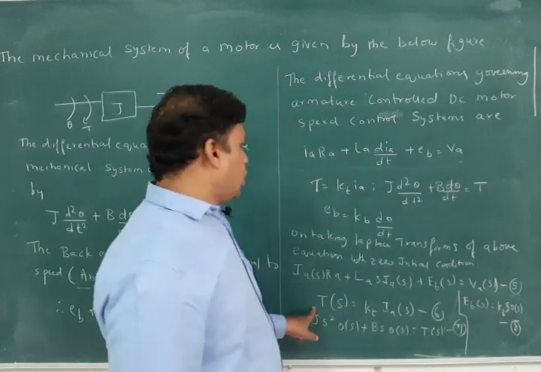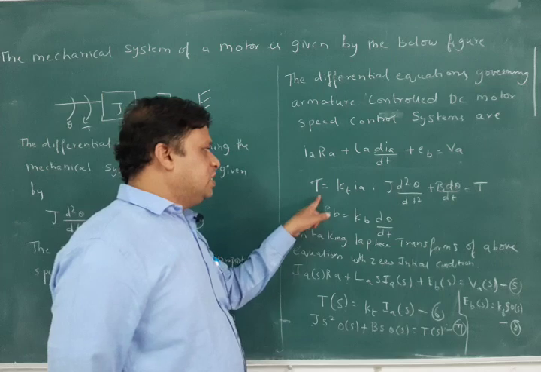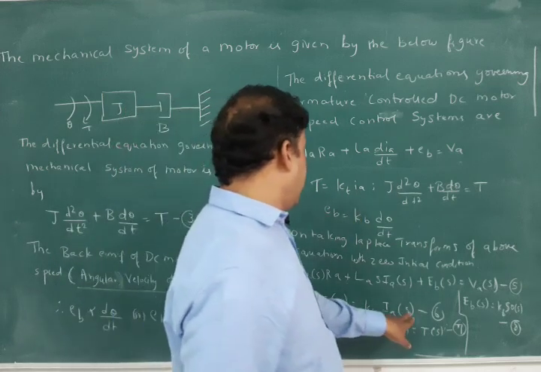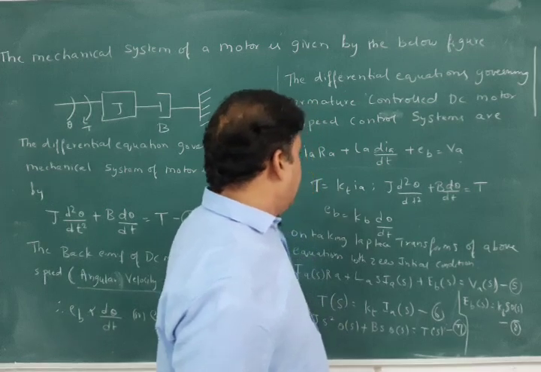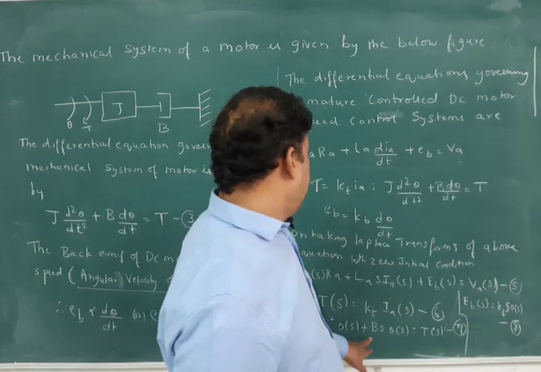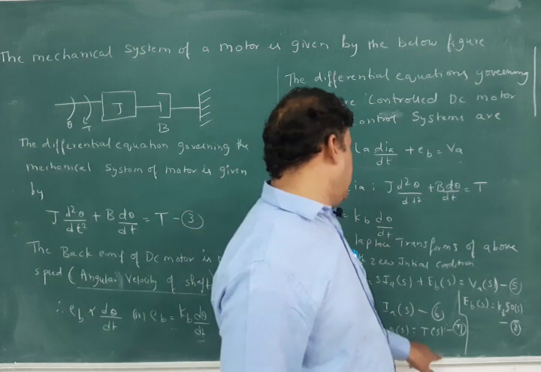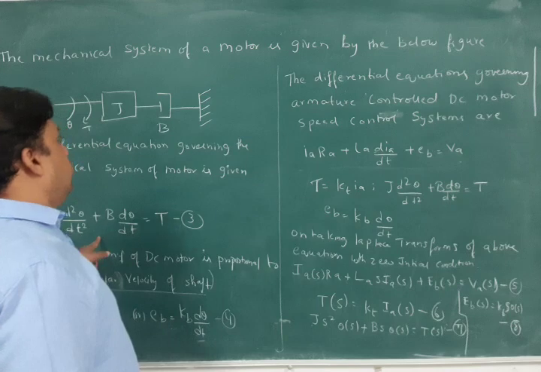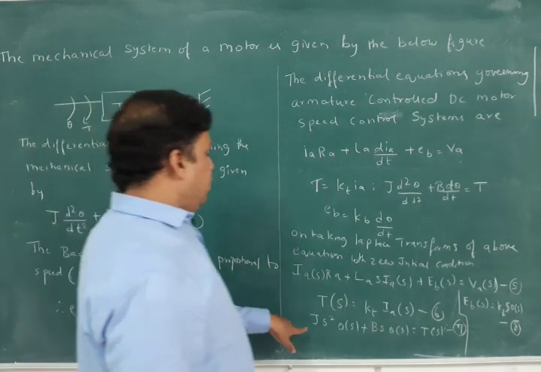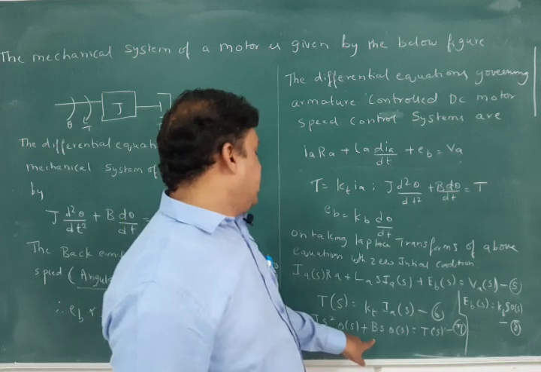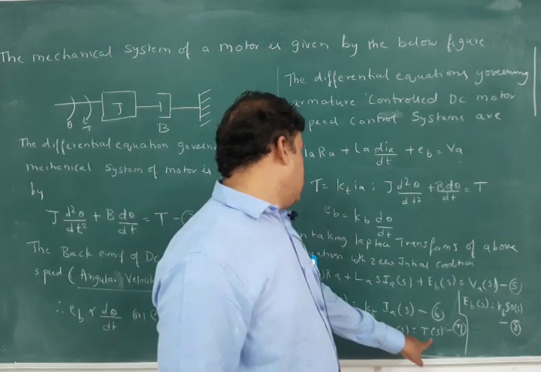Now applying Laplace transform to the torque equation, T is equal to Kt into Ia, it becomes T of s is equal to Kt into Ia of s. And the 7th equation is J s square theta of s plus B s theta of s is equal to T of s. So this is the mechanical equation. Already we have written the mechanical form of this motor, and then we write it as a Laplace transform equation, J s square theta of s plus B s theta of s, and this is equal to T of s.